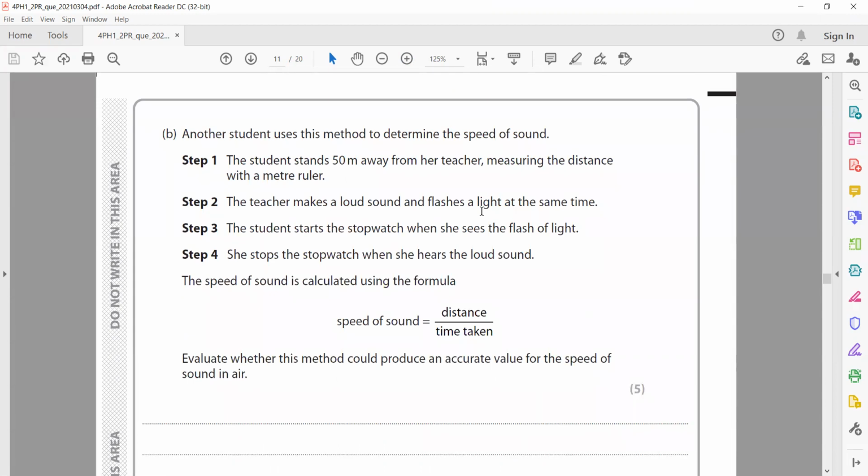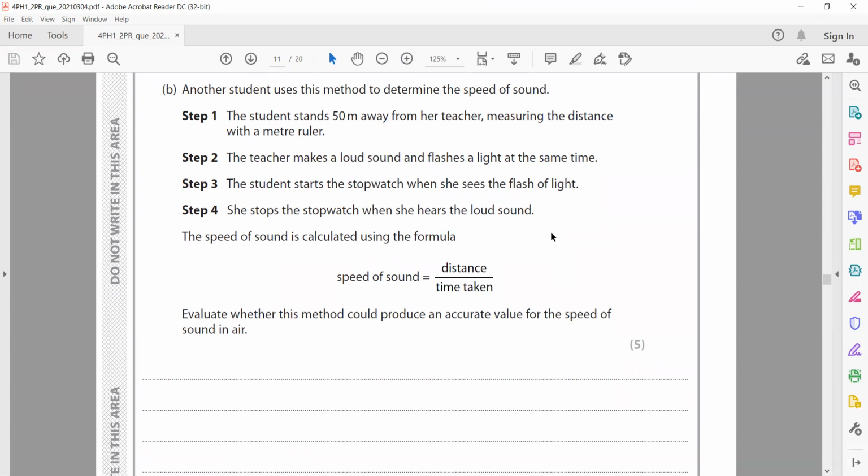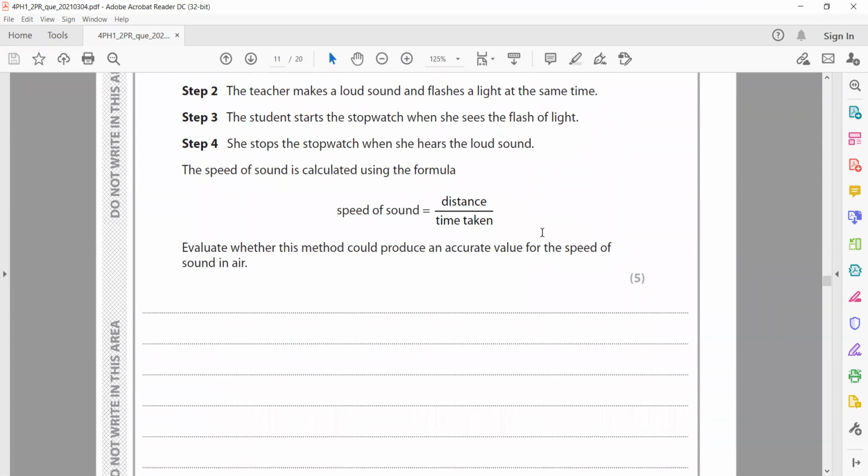Another student uses this method to determine the speed of sound. The student stands 50 meters away from her teacher and measures the distance with a ruler. The teacher makes a loud sound and a flash of light at the same time. The student starts the stopwatch when she sees the flash and stops when she hears the bang. Evaluate whether this method could produce an accurate value of the speed of sound in air.